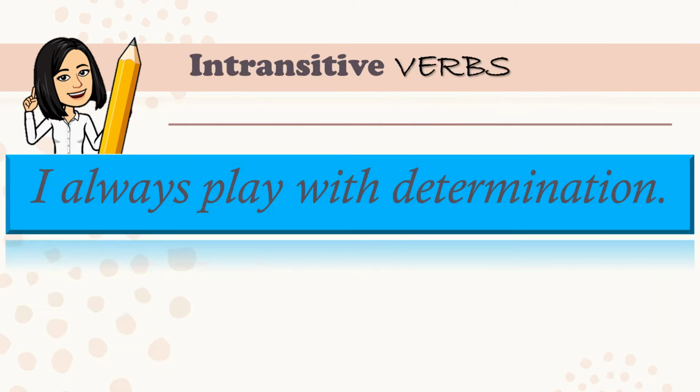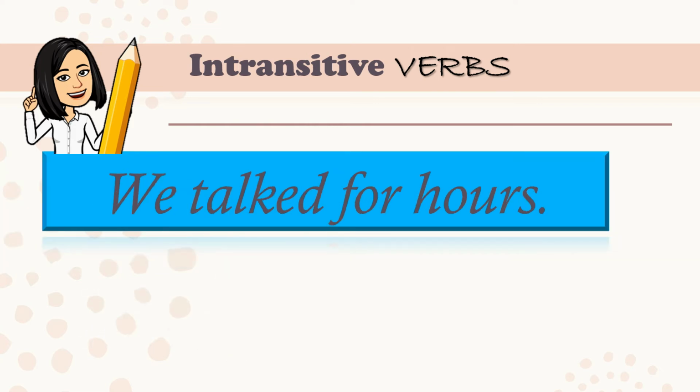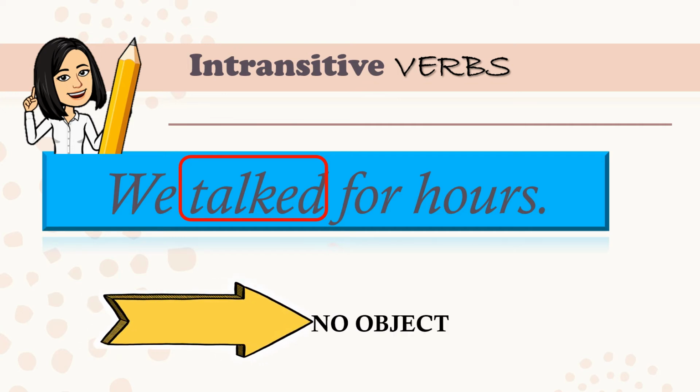Now, let's have more sentences. I always play with determination. Play is the verb and it is used intransitively because there is no object present. Another sentence, we talked for hours. Talked is the verb and it is used intransitively because there is no object present.